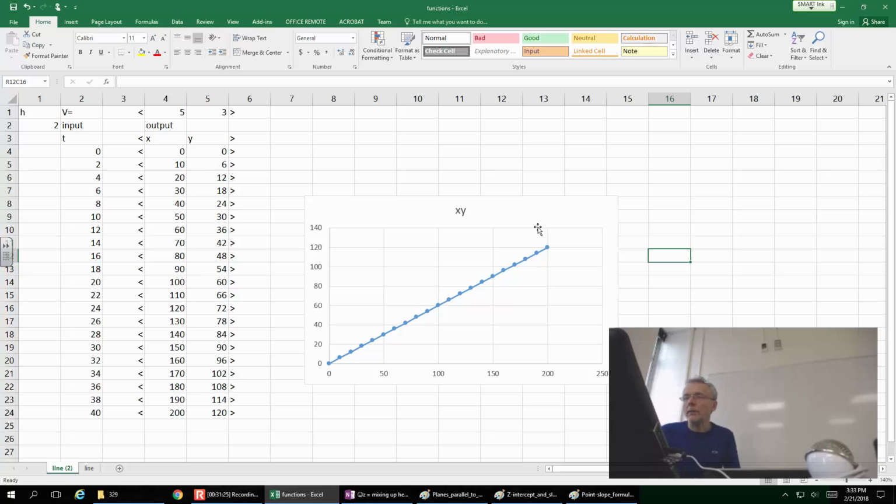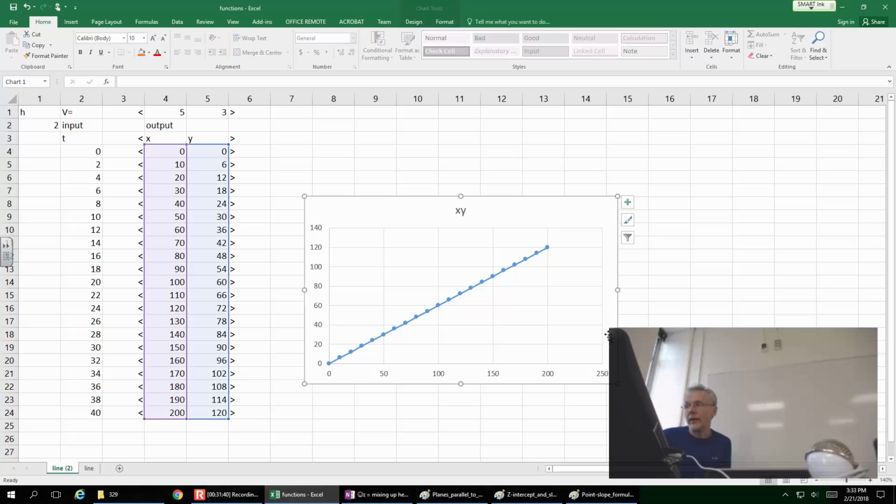So this is a straight line. The straight line that we are seeing is on the xy plane. The variable t is suppressed; the independent variable, input variable t, is not shown. So if I highlight this, you can see where the data is coming from. It's coming from x and y.